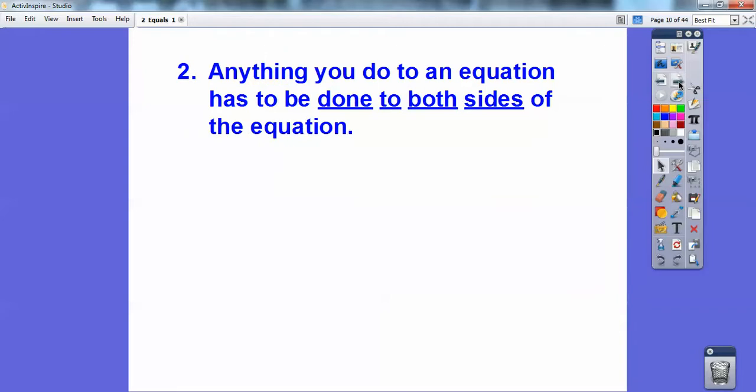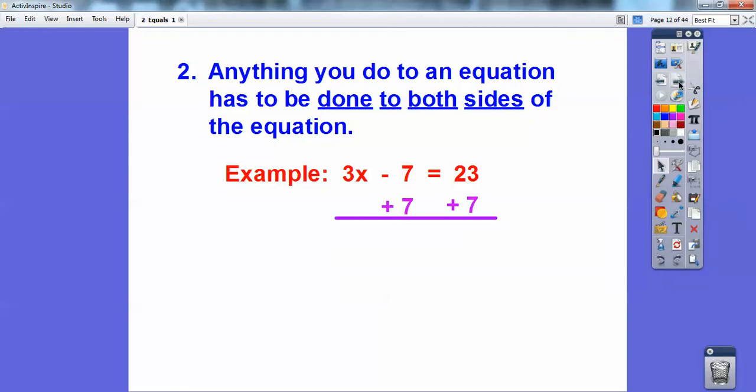And then anything that you do to an equation has to be done to both sides of the equation. Do you remember that rule in algebra? So for example, 3x minus 7 equals 23. If we were going to solve that, then we'd add 7 to both sides. As long as we did it to both sides, it was okay. And then the 7's would cancel, and you get 3x equals 30, 23 plus 7. Then you divide both sides by 3, so you get x equals 10. Whatever you do to one side of an equation to balance it out, you have to do to the other side, and you're safe right there.